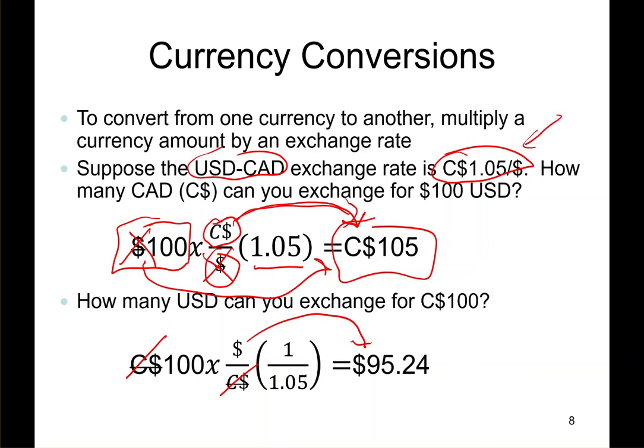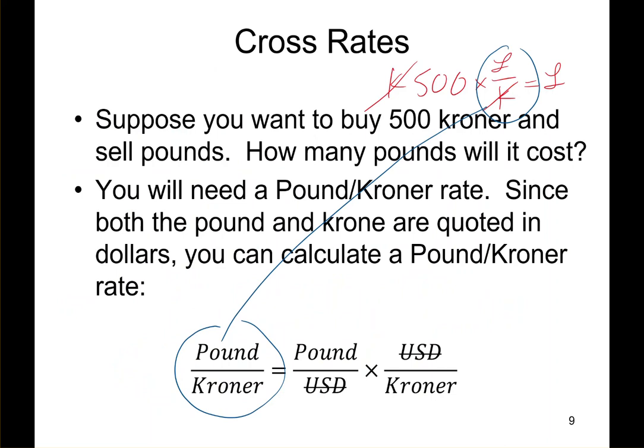But what if we had a different problem? How many US dollars do you get for 100 CAD? Well, you write your 100 CAD. You know you want to get dollars. So I need CAD down here to cancel out. So I want dollars up here. So I need the dollar price of 1 CAD. But I'm only given the CAD price of $1, so I've got to flip it. So I'm going to multiply 100 times 1 over 1.05, or you can just say 100 divided by 1.05 is 95.